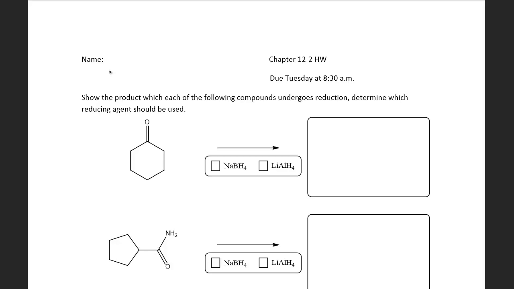For the first question, we're asked to predict the product of the reaction and select the reagent to use. In this case, NaBH4 is the reagent that we need to reduce a ketone. So NaBH4 is for ketones and aldehydes. LAH, or LiAlH4, is for everything else. So when this is reduced, the product would be the alcohol functional group. So we converted the ketone to a secondary alcohol.